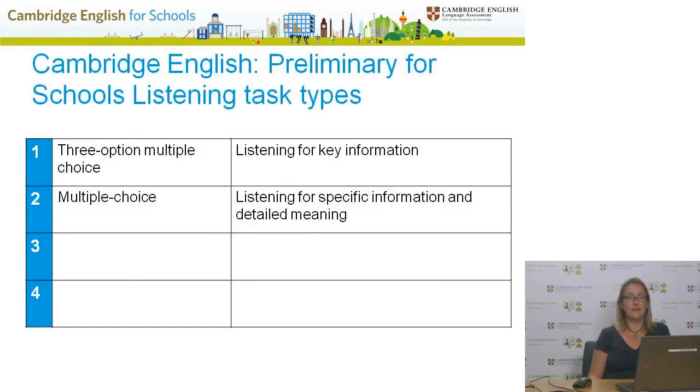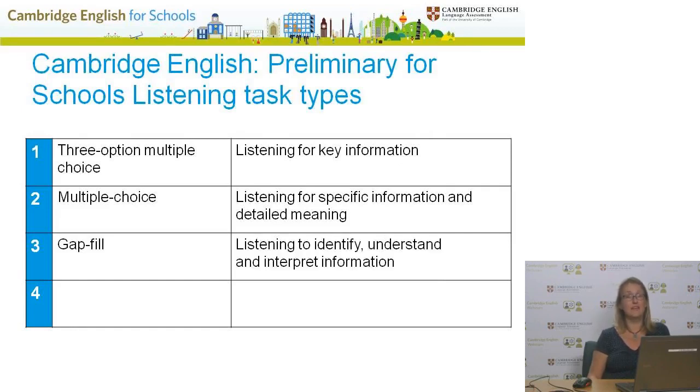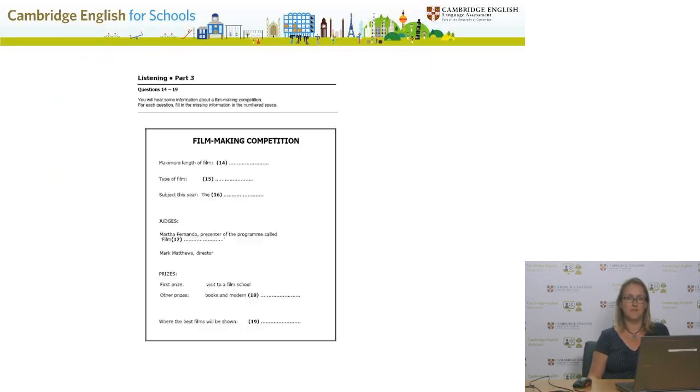In part 2, candidates listen to a longer monologue or interview. There are then 6 multiple choice questions to answer. Then, in part 3, candidates also listen to a longer recording giving information about places or events. On the question paper, there is a page of notes summarising the content of the recording. 6 pieces of information are missing from the notes, and candidates have to write the missing information in the numbered gaps. As you can see, the task on the screen is about a filmmaking competition.